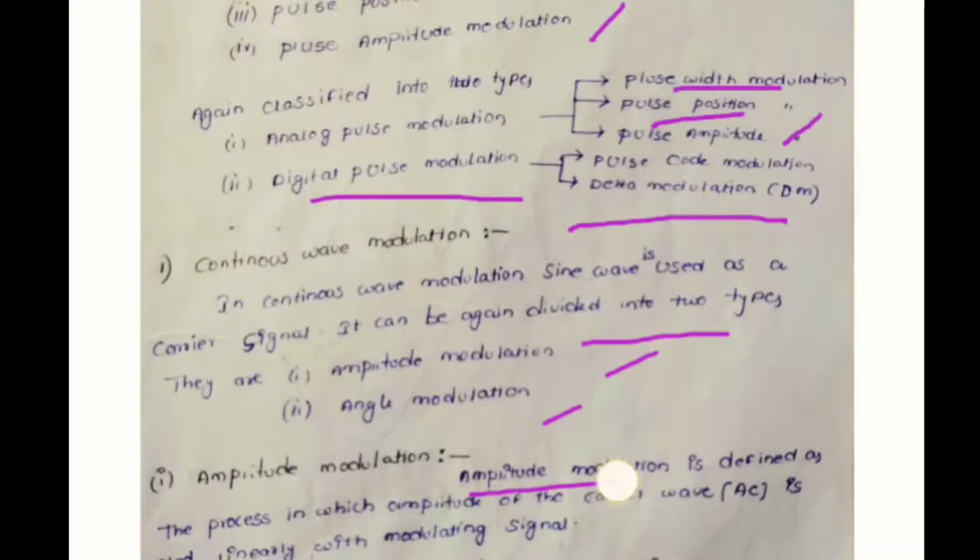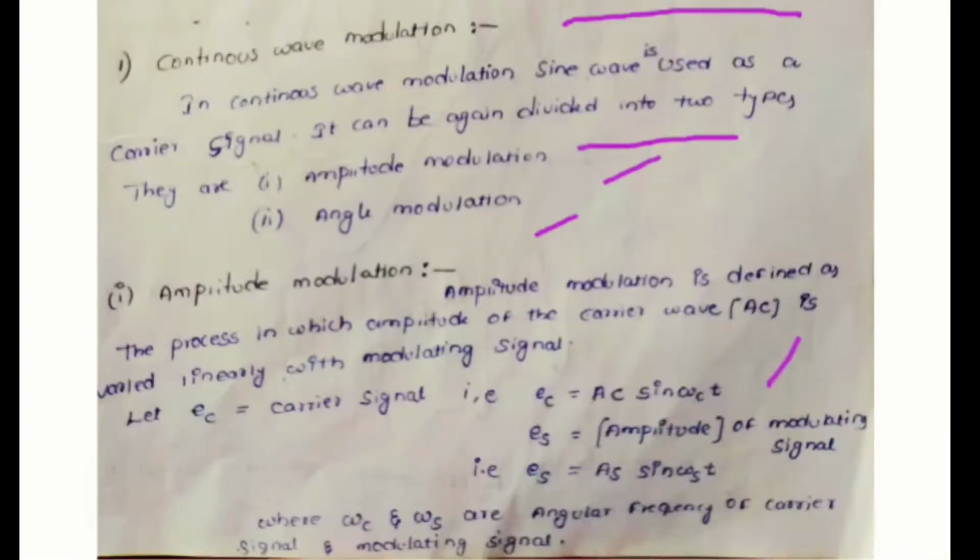If you assume EC as the carrier signal, AC sin omega CT, whereas the modulating signal is ES equal to AS sin omega ST, where omega C and omega S are the angular frequencies of the carrier signal and modulating signal.